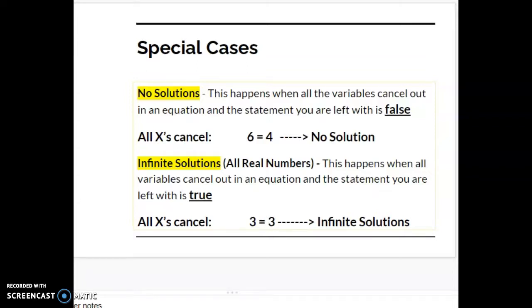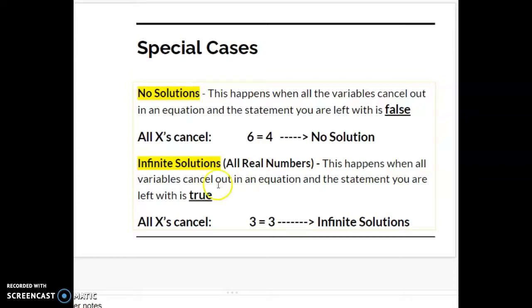So if you end up and all the x's cancel and you end up with something like I did where it says 6 equals 4, which we know is not true, then we're going to say there's no solution. There is not an x value that exists in the world that we could plug into that equation and it would work out. And so that's what happened in the first case, in that all of my x's canceled. I was left with something that was false. When that happens, we would say no solution.